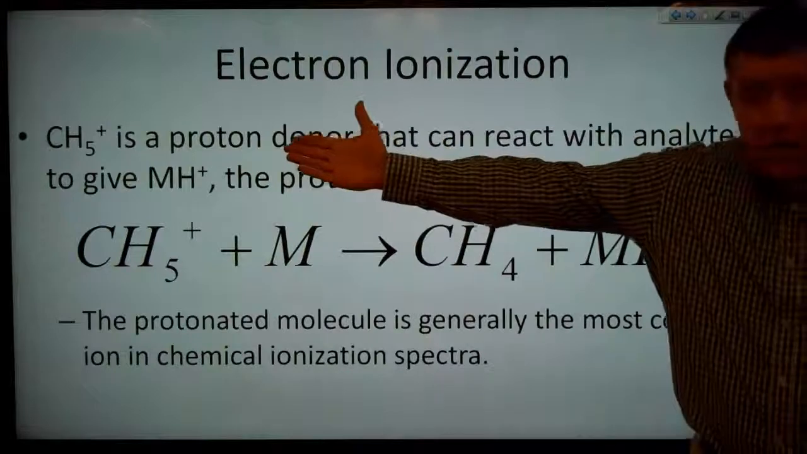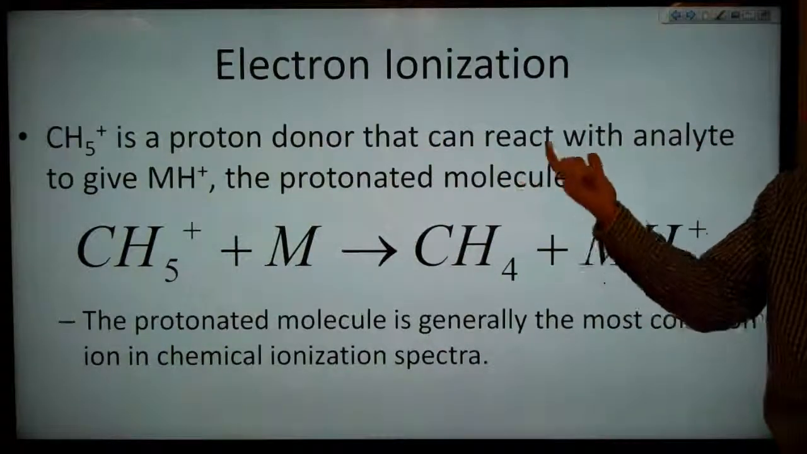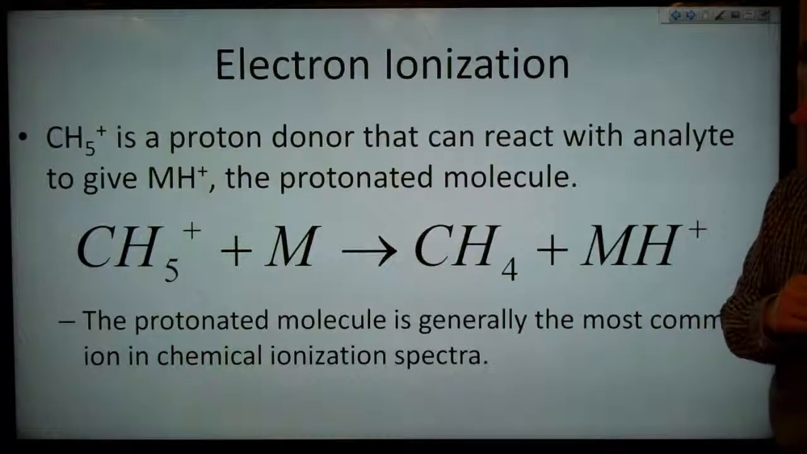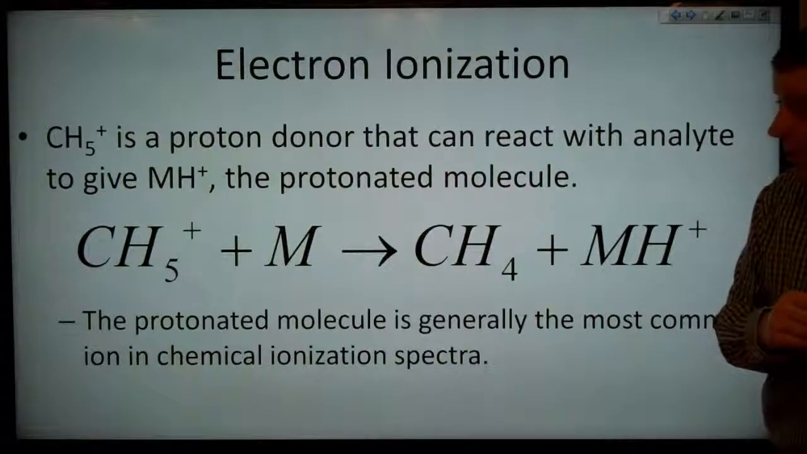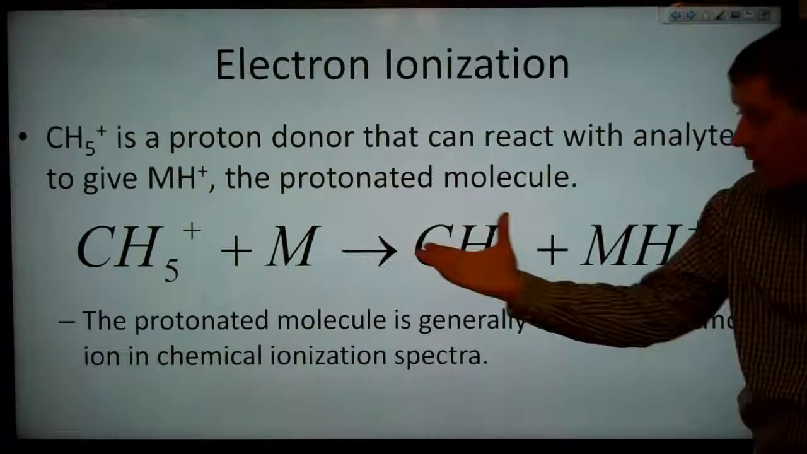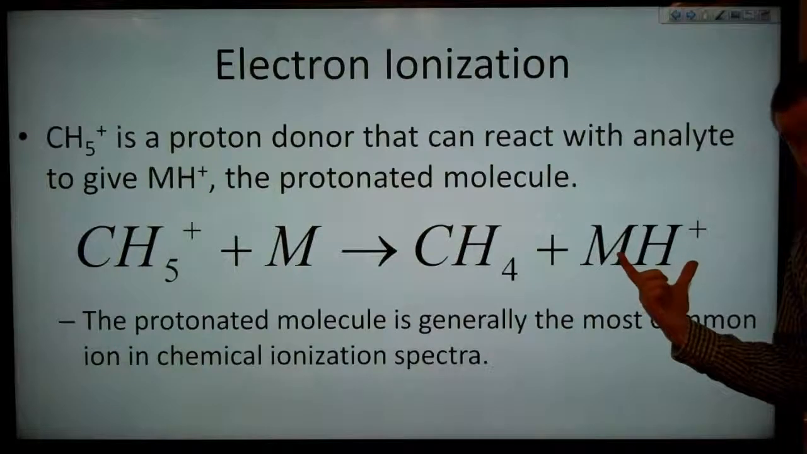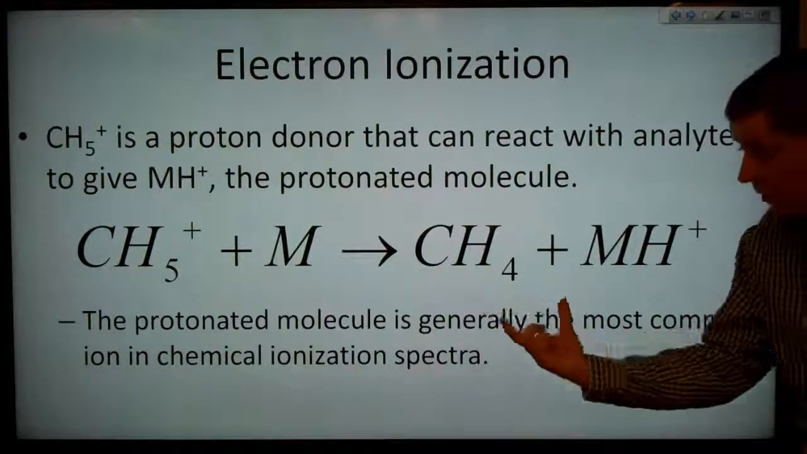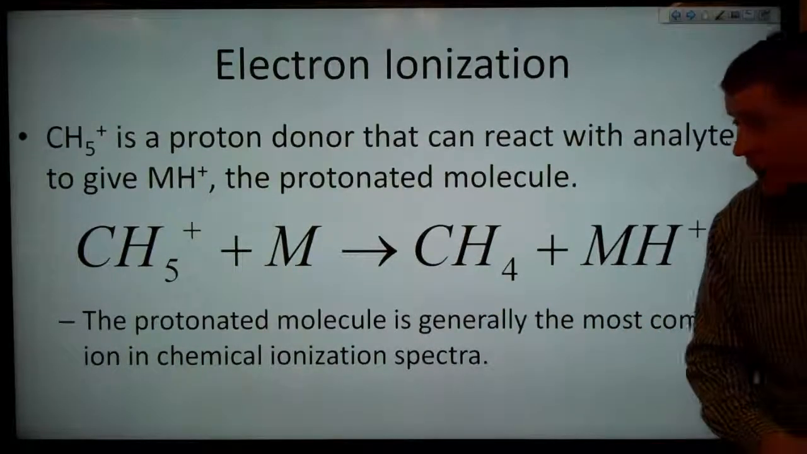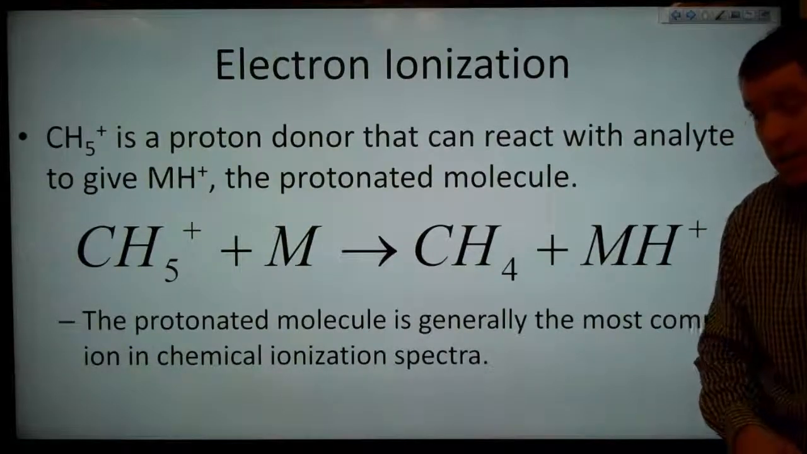So that CH5 plus ion is a proton donor that can react with our analyte to give MH plus, our protonated parent molecule. And our protonated molecule is generally the most common ion in our chemical ionization spectra.